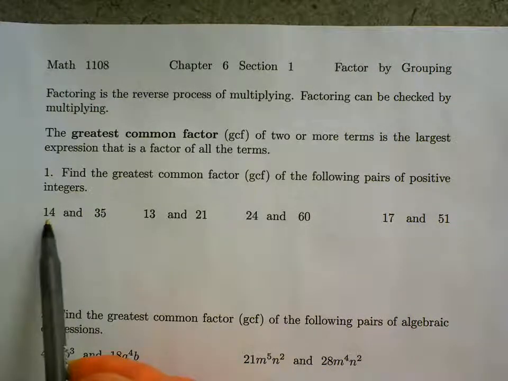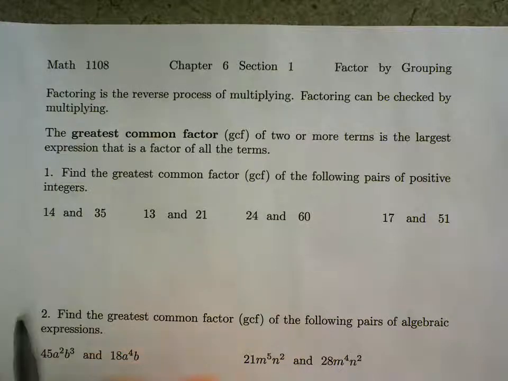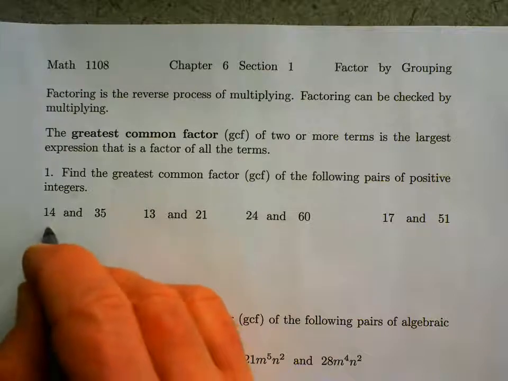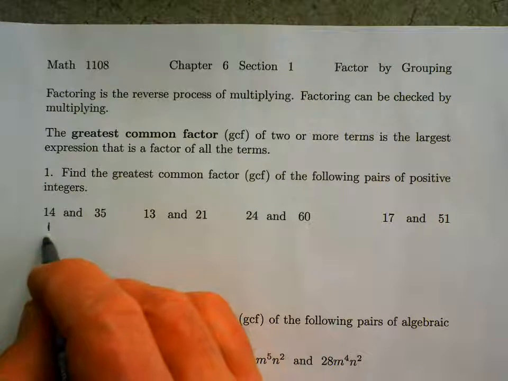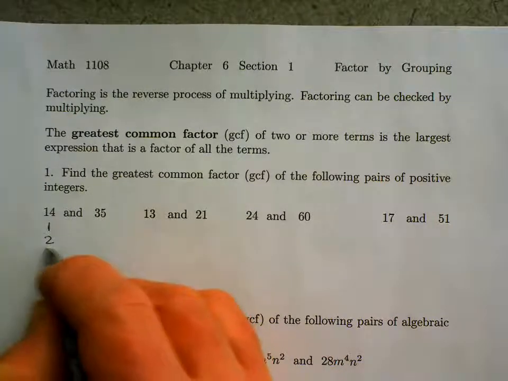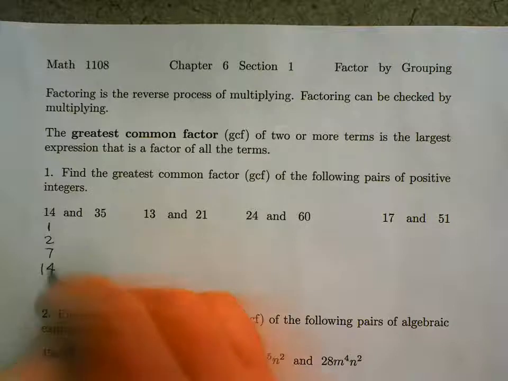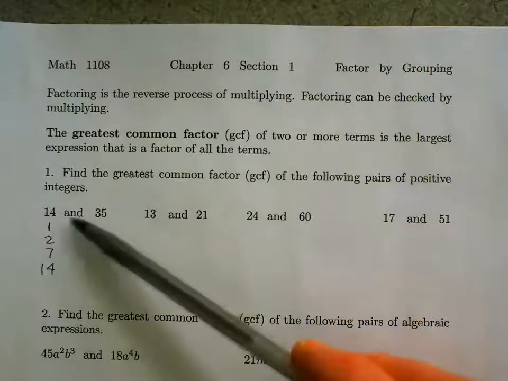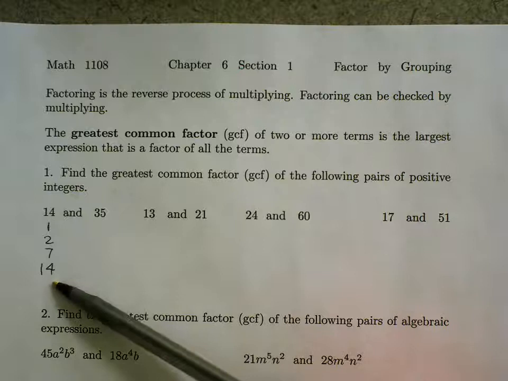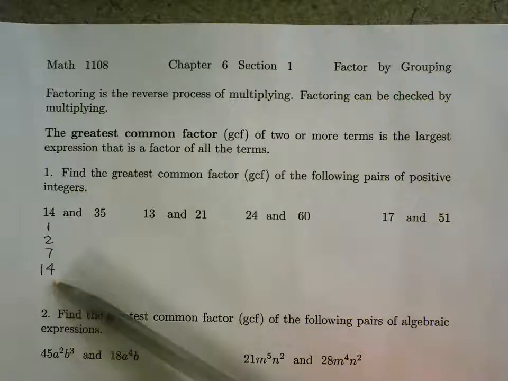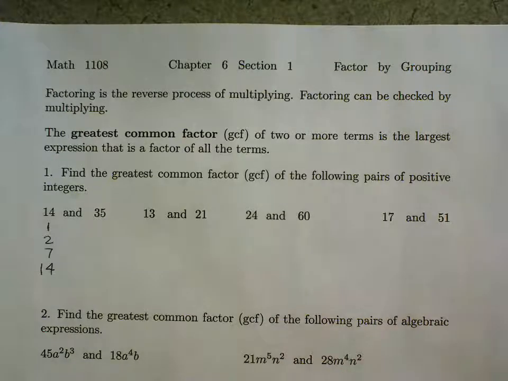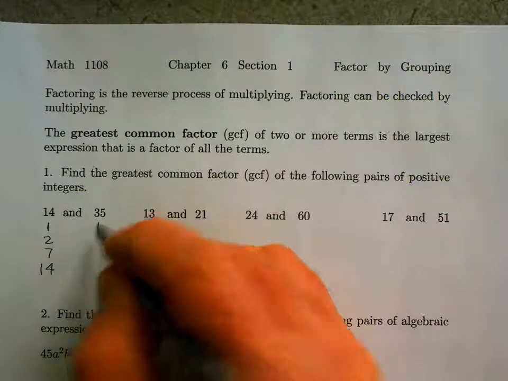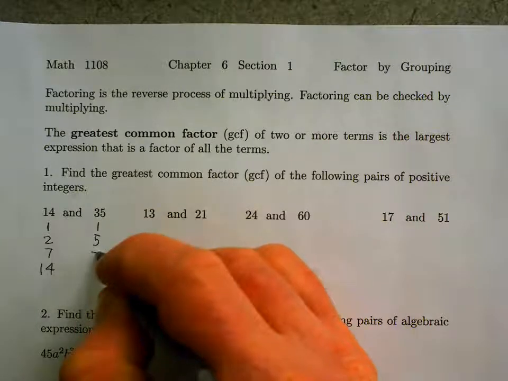Well, listing the positive integer factors of 14 is not very hard. I'll do that down here. One is a factor of everything. 2 is a factor, 7 is a factor, and 14 is also a factor. Those are the only positive integer factors of 14. The positive integer factors of 35 are 1, 5, 7, and 35.